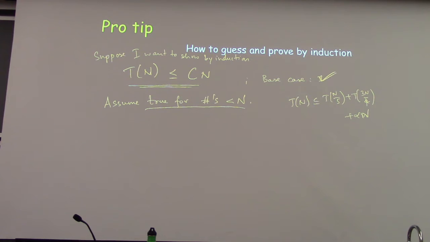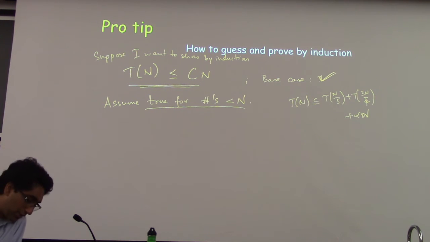And I want to make this work out. Now n by 5 is smaller than n, so I know that this is smaller than c times n by 5. And I know that this is smaller than c times 3n by 4.